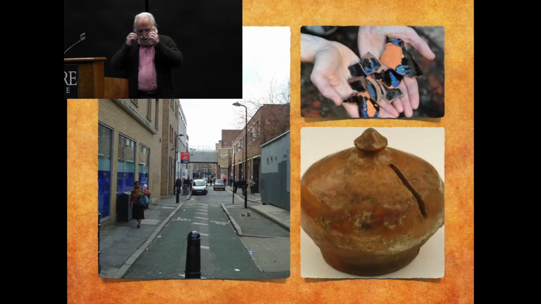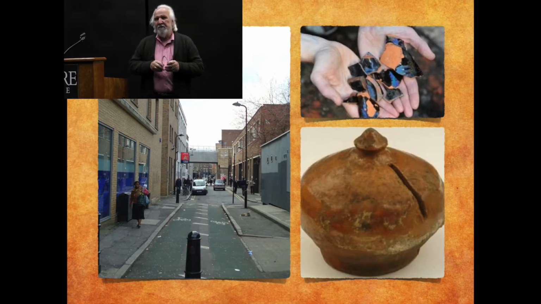This is the street where we now know the Curtain was. Some of the finds there have been really interesting. If you look on the lower right of this picture, you'll see a sort of ceramic box.